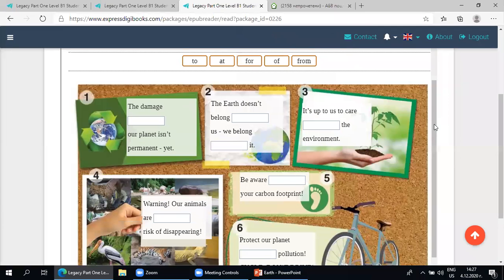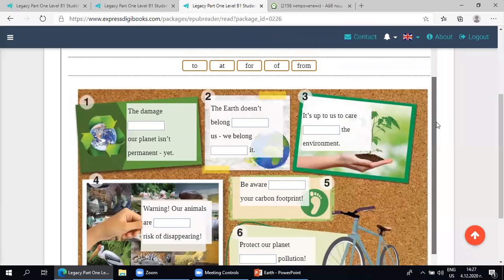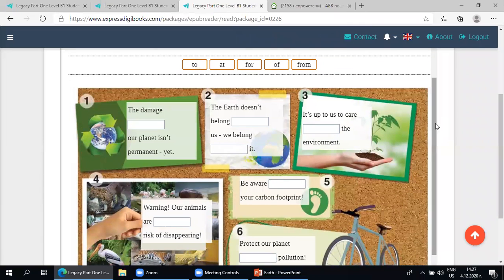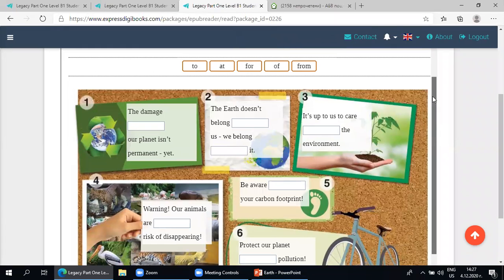Okay, so talking about the ways to save the planet, we also need to try to talk about it in public and try to change the minds of others around us. So these are some slogans to fill in the missing words, and they have very important messages. Let's start with the first one.